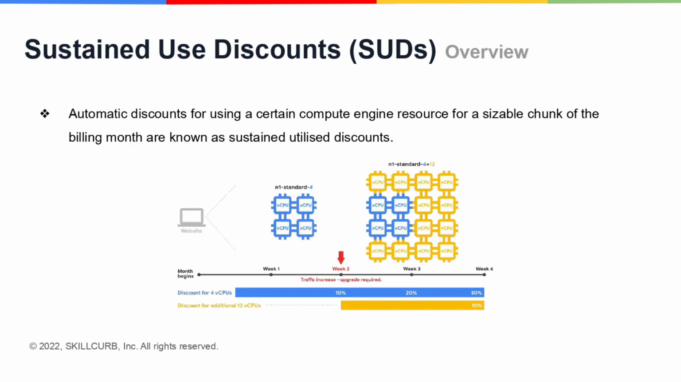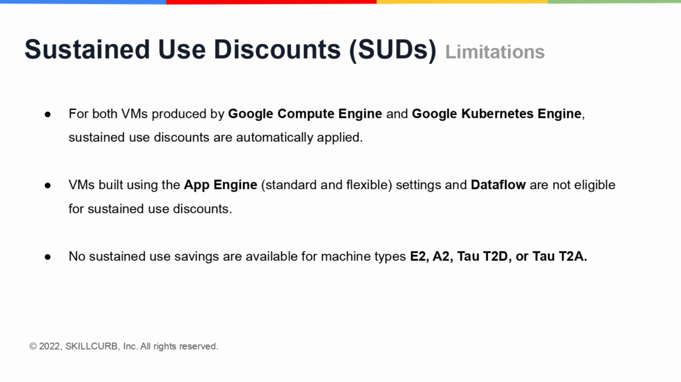Automatic discounts for using a certain Compute Engine resource for a sizable chunk of the billing month are known as sustained use discounts. For both virtual machines produced by Google Compute Engine and Google Kubernetes Engine, sustained use discounts are automatically applied. Virtual machines built using the App Engine settings in Dataflow are not eligible for sustained use discounts. No sustained use savings are available for the following machine types: E2, A2, Tau T2D, or Tau T2A.